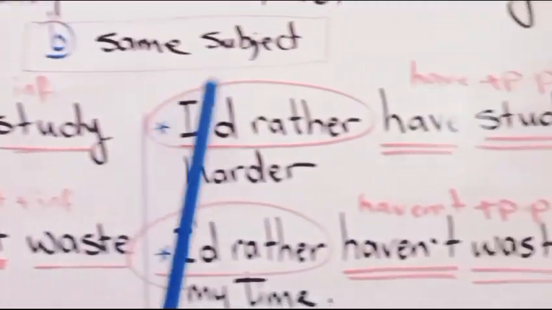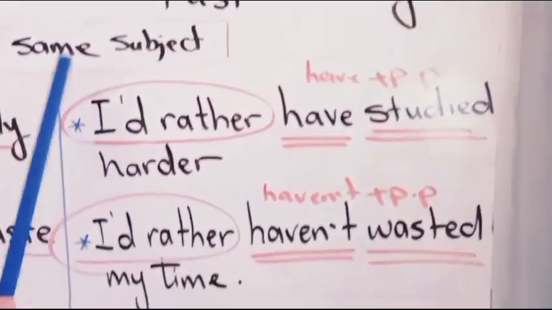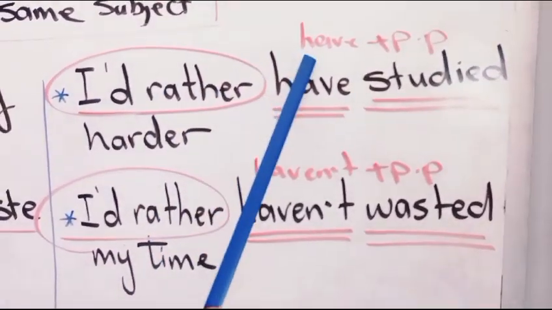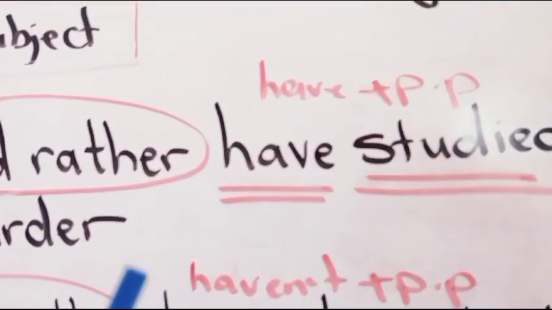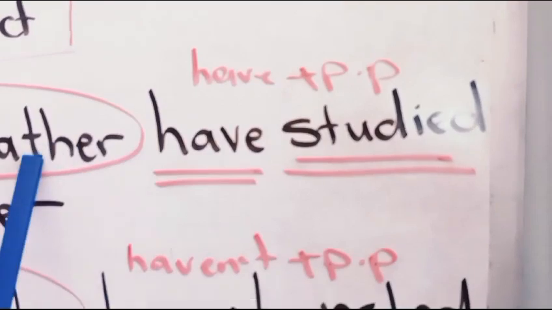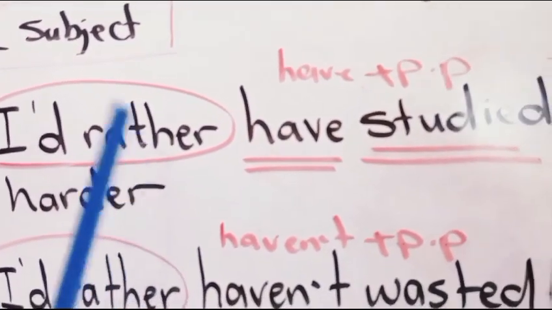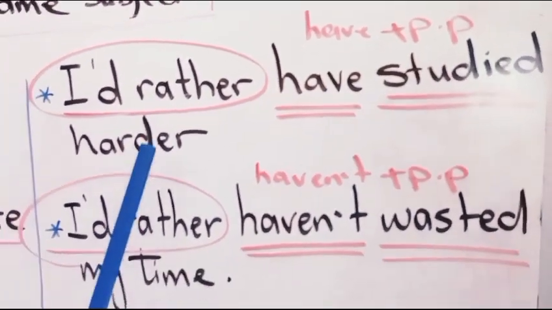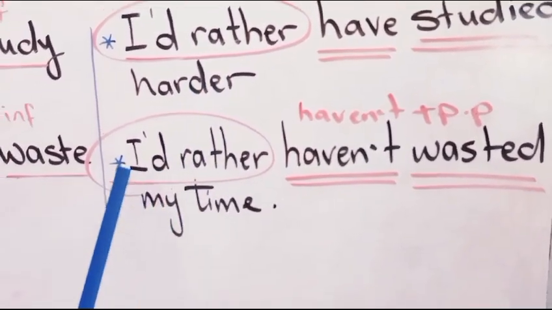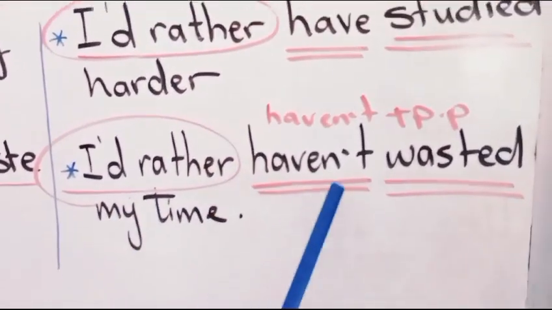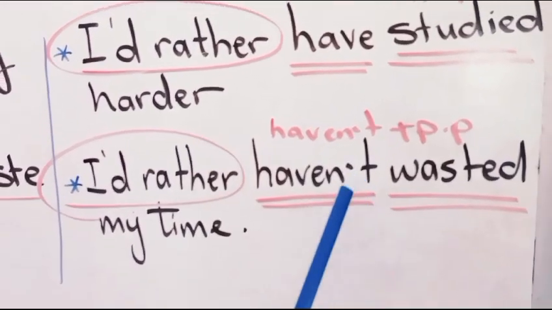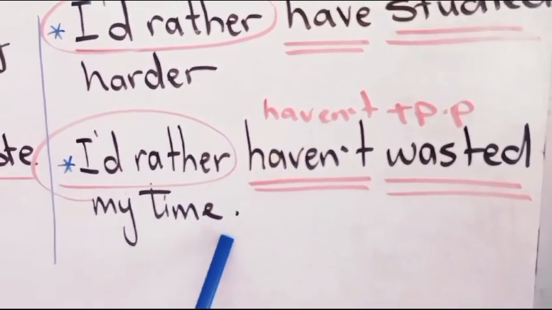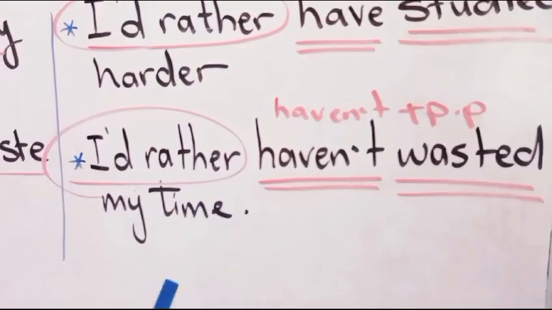But for past meaning, and we have also the same subject here, I use I'd rather plus have plus past participle. I use the present perfect after would rather to express past meaning. I'd rather have studied harder, means I didn't study hard. And here, I'd rather not have wasted my time. I used present perfect to express the past meaning. I'd rather not have wasted my time, means that I wasted my time.